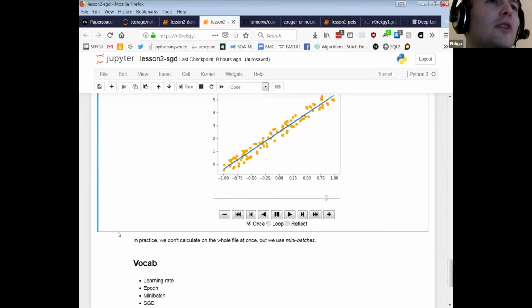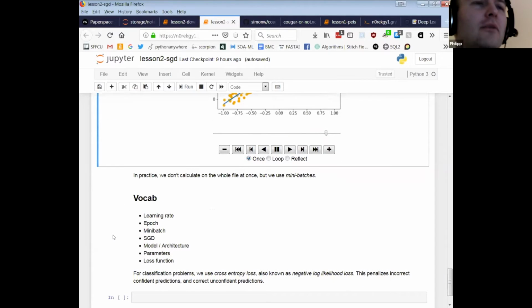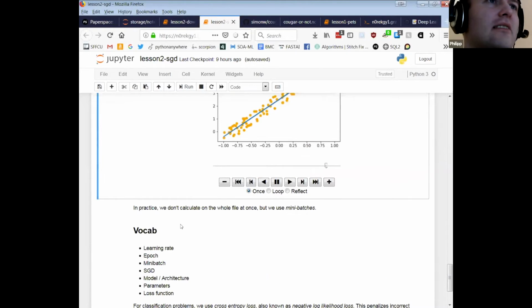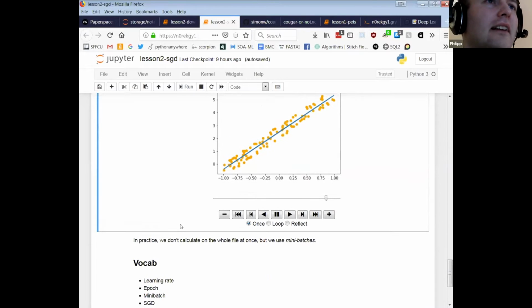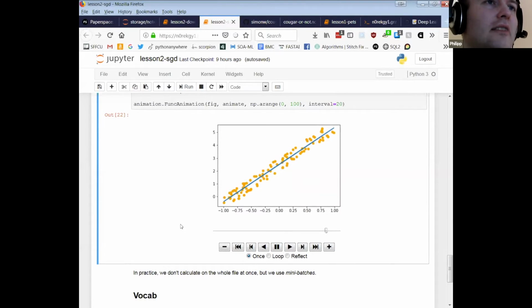Joseph, I have a question. What's the difference between stochastic gradient descent and gradient descent? Why is stochastic gradient descent better? I mean, gradient descent, I can sort of conceptualize how it works, but what's the stochastic part in stochastic gradient descent?